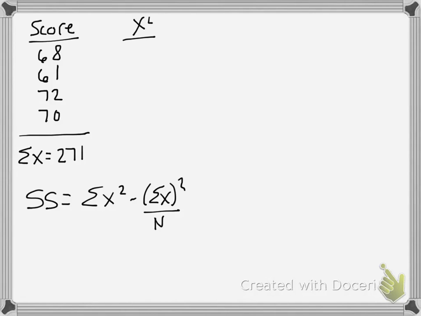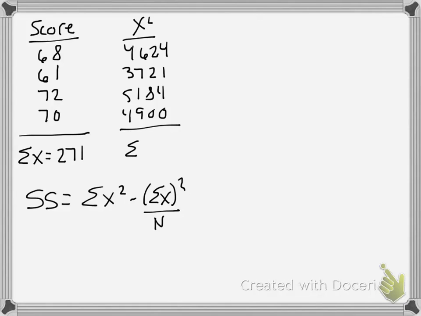So 68 squared, okay, it says, okay, 61 squared is 3721, 72 squared is 5184, and then 70 squared is 4900. Okay. So if you sum those x's that you've squared, you have the sum of the x's squared, that gives you 18429. Okay. You just plug those numbers into the sum of squares formula.